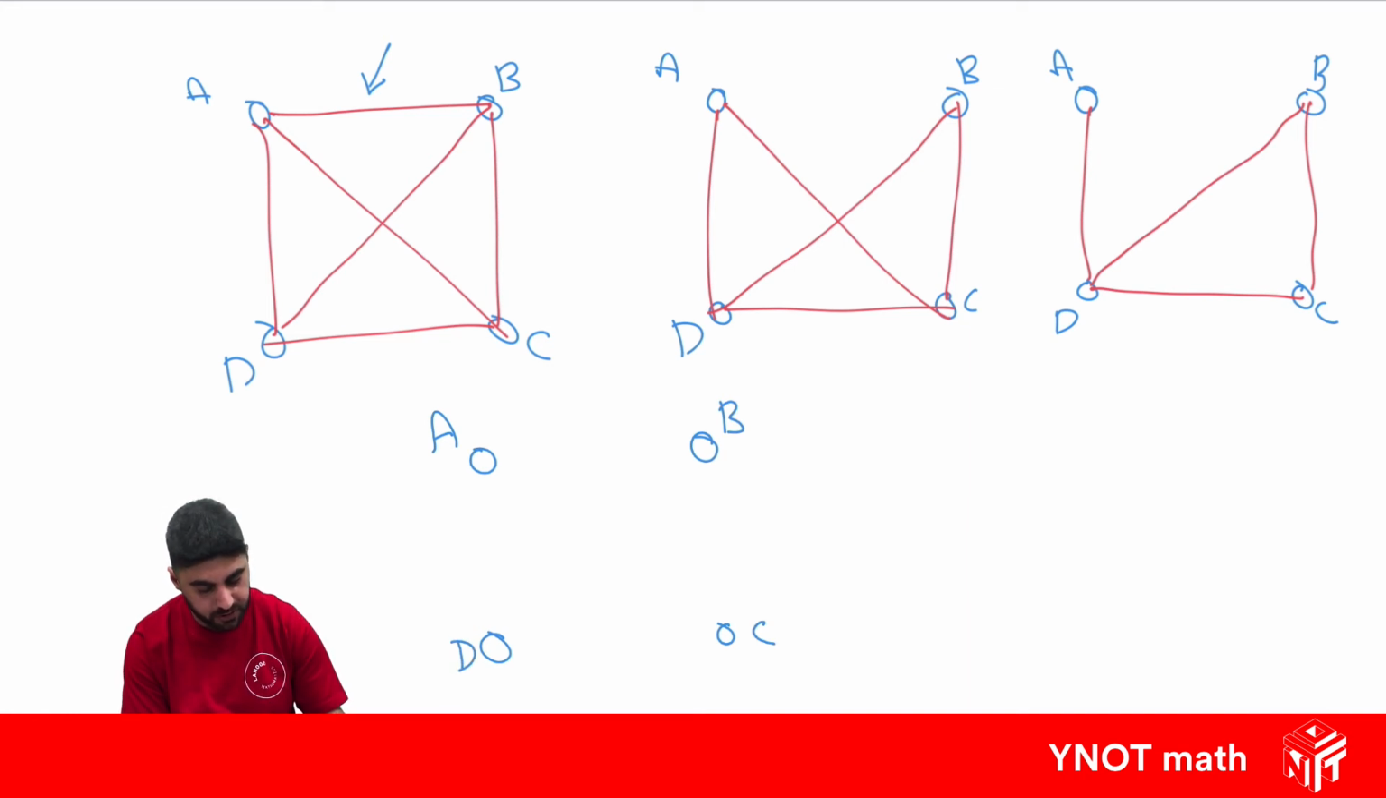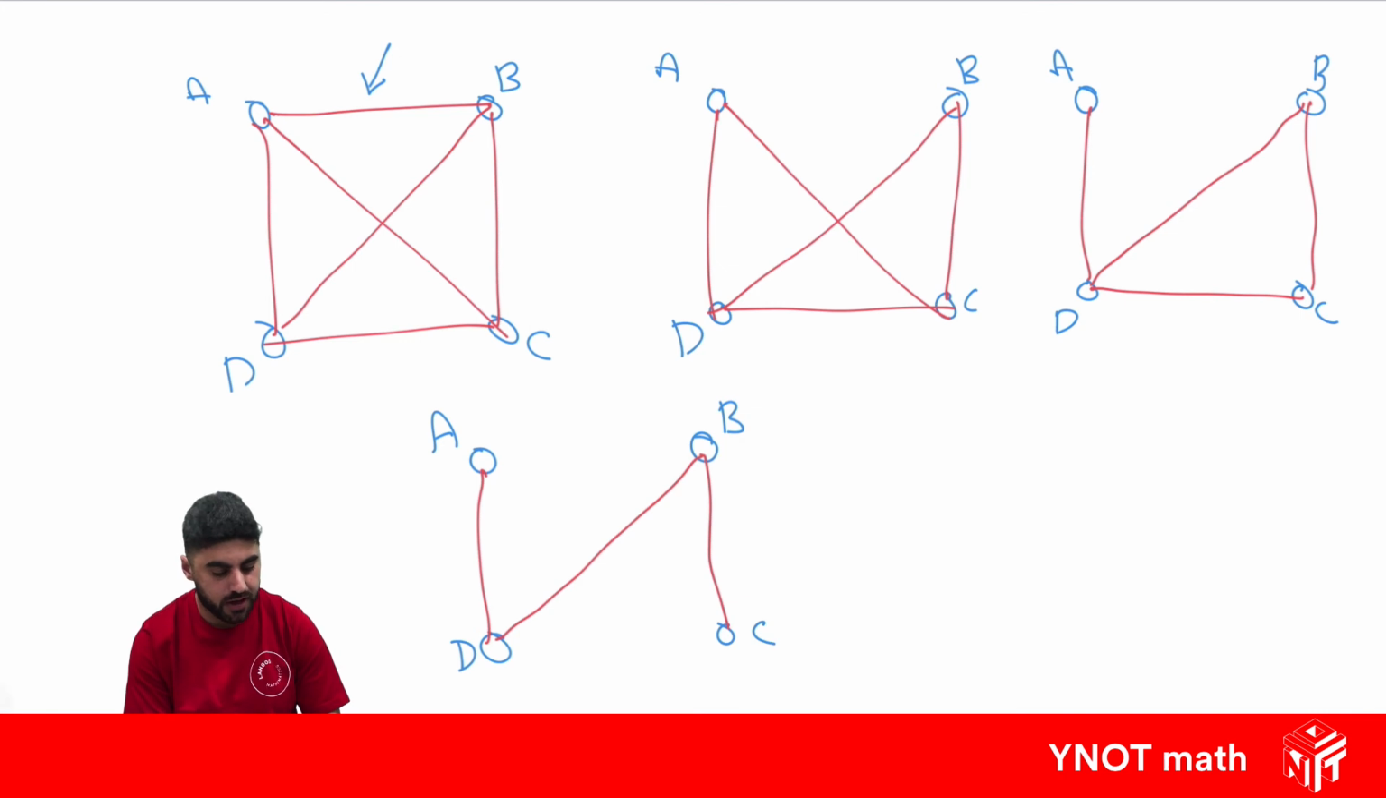So after removing edge DC, we're just left with that edge, and that edge. And now we've successfully created a spanning tree from our original network.